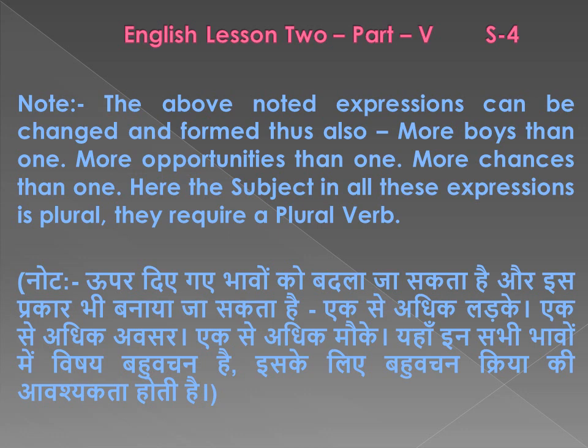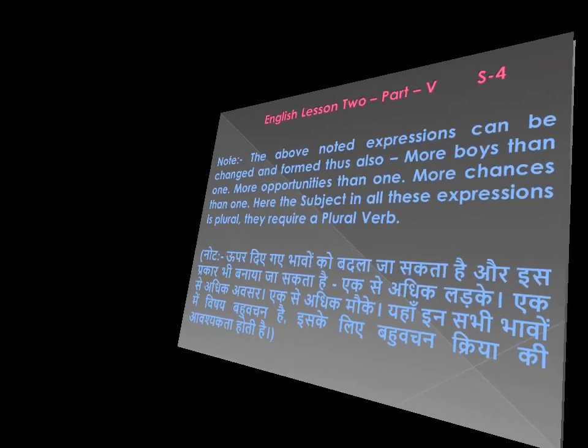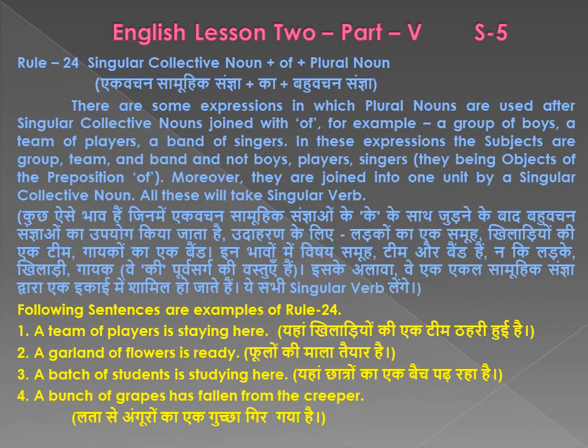So friends, we'll move to our next slide, slide number 5. In slide 5, we are going to learn about Rule 24. Rule 24: singular collective noun plus of plus plural noun. There are some expressions in which plural nouns are used after singular collective nouns joined with of. For example, a group of boys, a team of players, a band of singers.